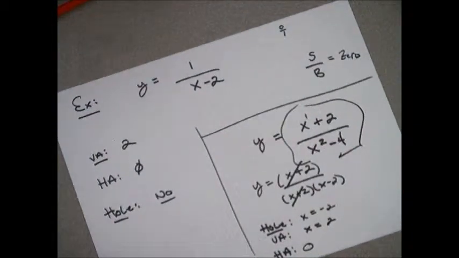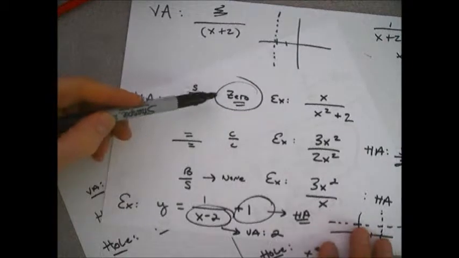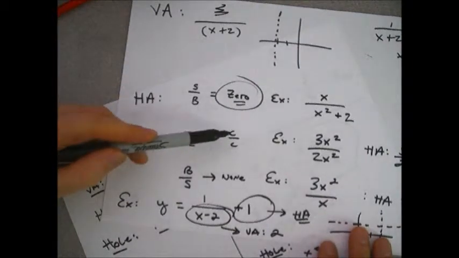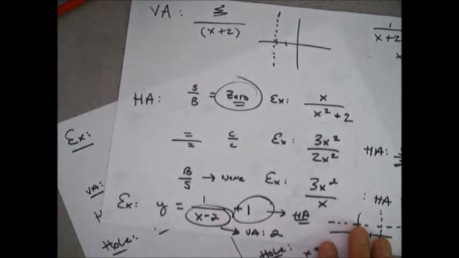Remember the 3 rules there, right? Small over big is 0. Equal over equal are the coefficients. Big over small is none. So I'm going to stop that.